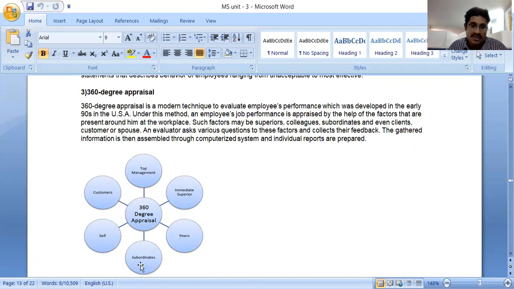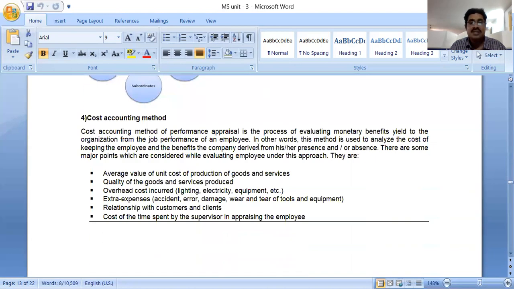Hierarchies, subordinates, equivalent designated people in other departments, immediate supervisor, and relations with customers and peers, whoever it is. So all these related persons should give a report about the employee. This report may be positive or negative based upon his performance, right? So all those related to this person will give the report about his performance. This type of appraisal method is called the 360-degree rating method, right?